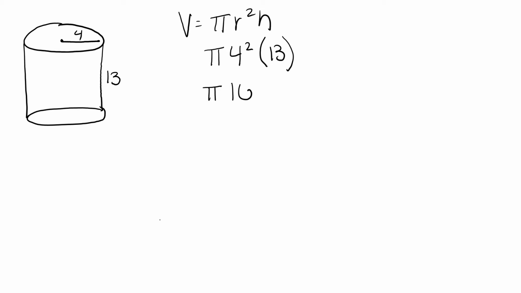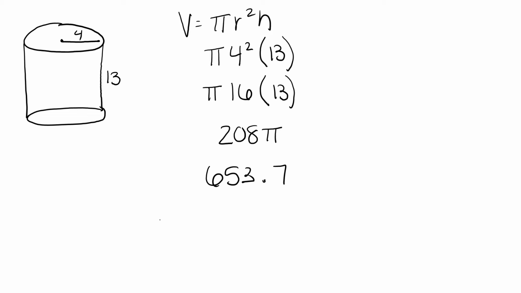4 squared gives us 16. We multiply 16 by the height 13 to get 208, and then we multiply by pi. The directions tell us to use 22/7 for pi, so we can go ahead and multiply and get 653.71. We round to the nearest tenth.